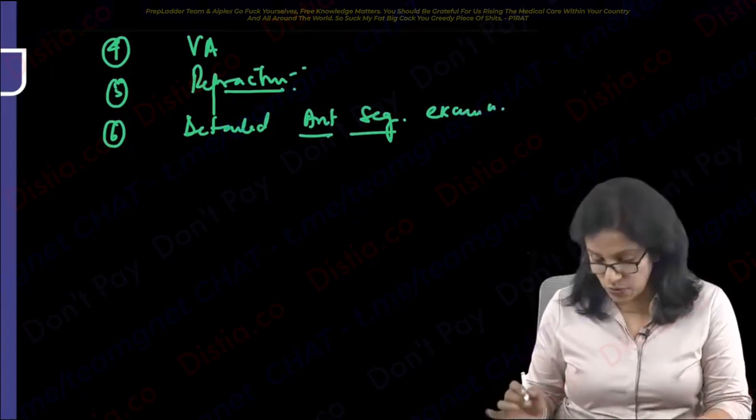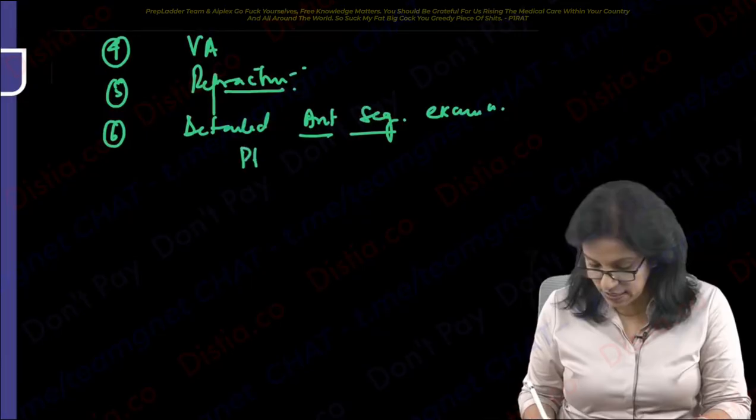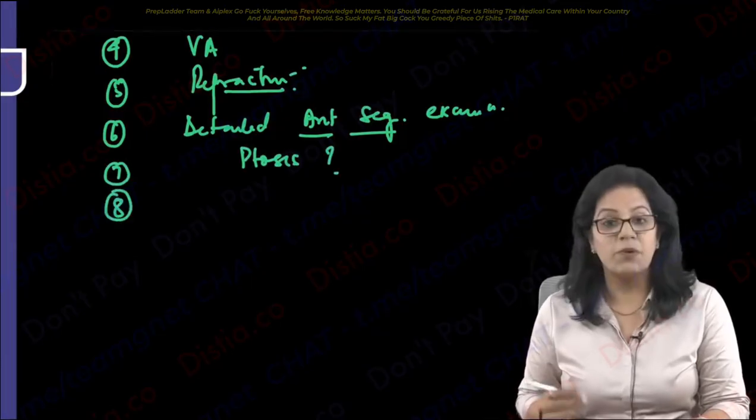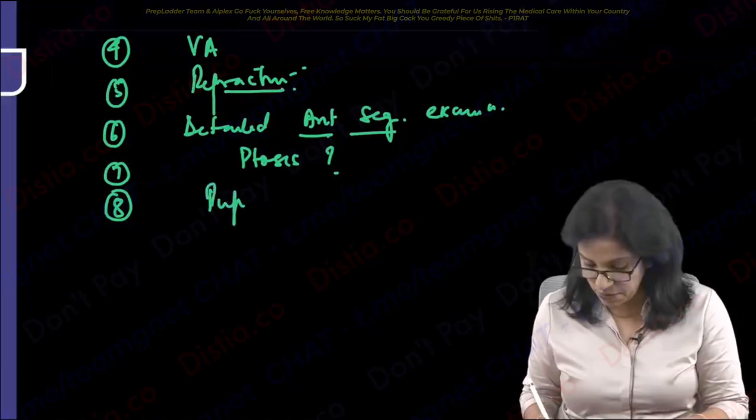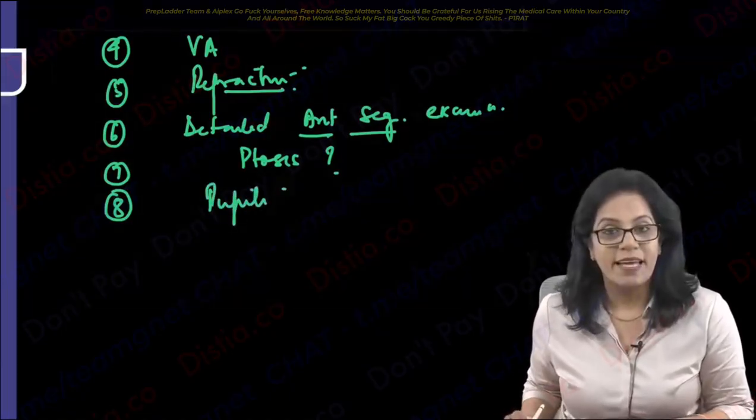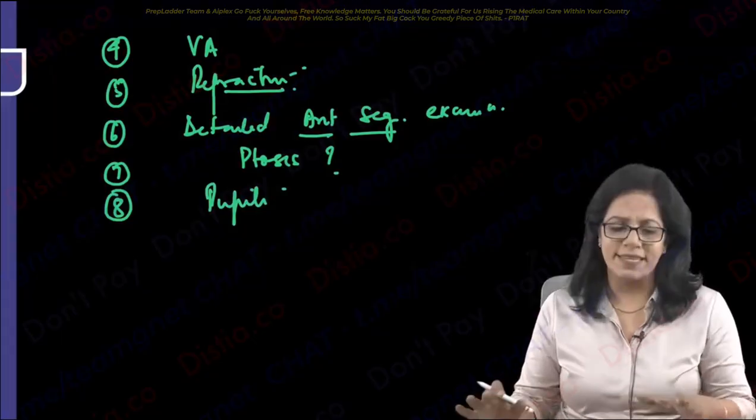Of course, that should also include your ptosis, whether it is there or not. So we will check for ptosis. Then what is the role of pupils? As you know, fixed dilated pupil in third nerve palsy. So pupils should be particularly seen nicely. Anyway, this comes under anterior segment examination.